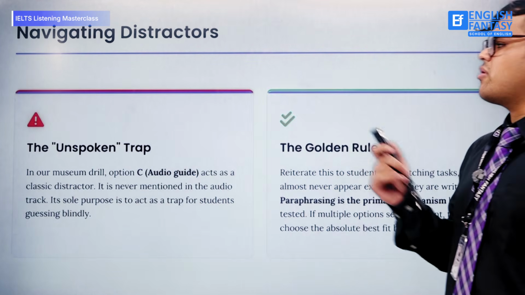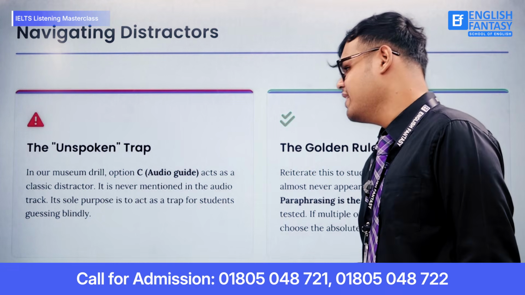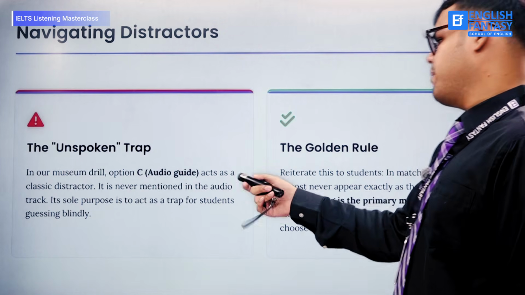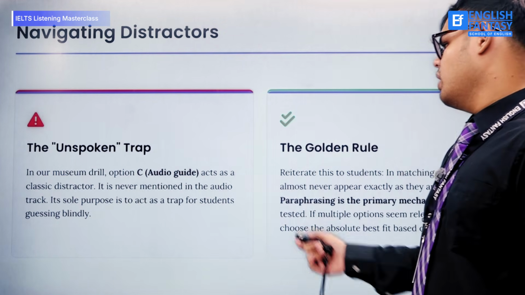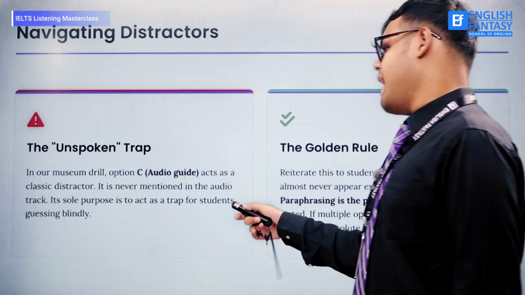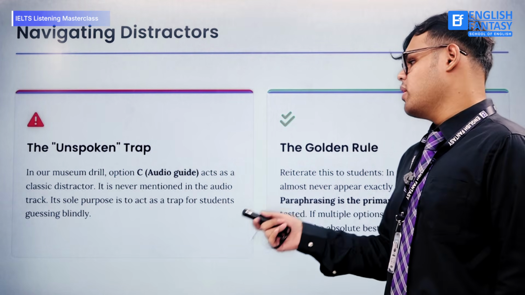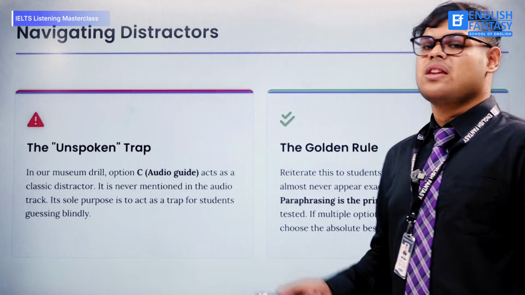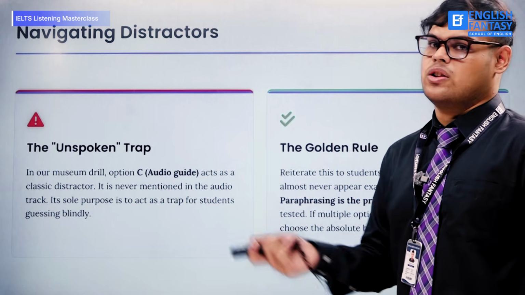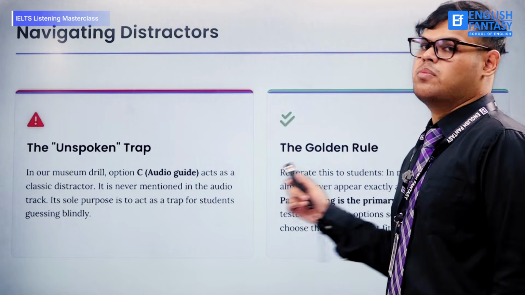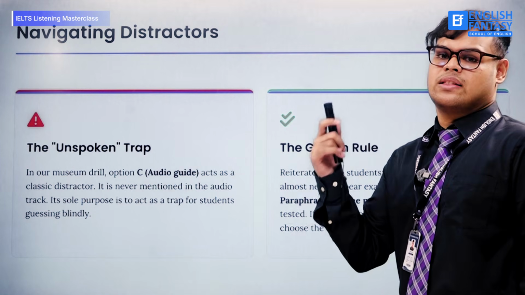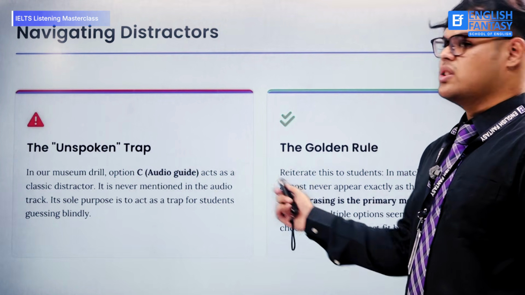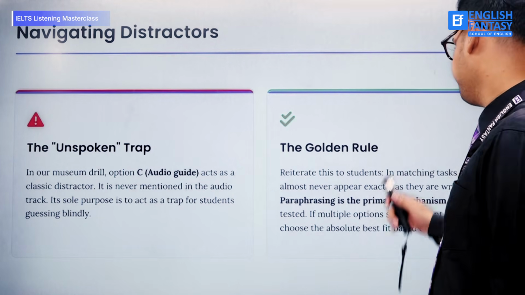You'll be facing some distractors. They'll try to distract you a lot, so you'll need to be mindful about certain things. The unspoken trap. In our museum drill, option C, audio guide, acts as a classic distractor. Why? Because audio guide is present in the question, but it is never used. You'll never hear it in the audio, so you'll need to be mindful of things that are not being used. You'll always have more options than you'll use. So do not waste your time on redundant options that will never be the answer.